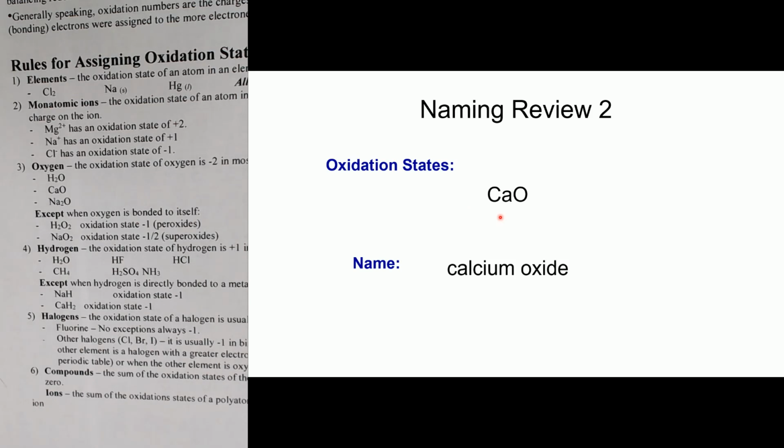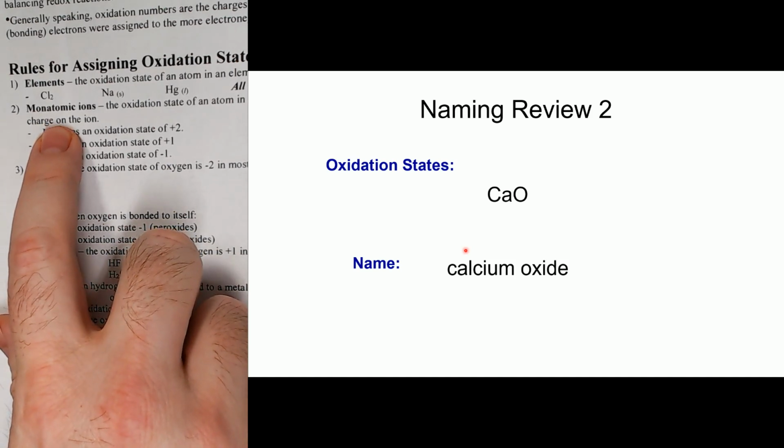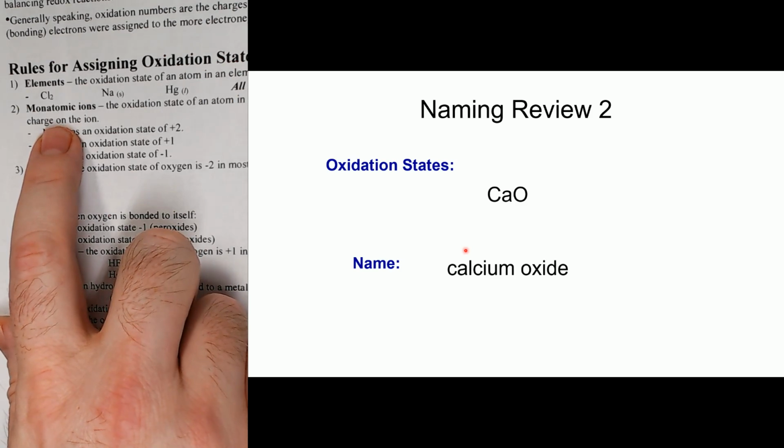And the answer is no, it's not an element by itself. We've got calcium and oxide. Question 2, is this a monatomic ion? And the answer is yes. We've got 2 monatomic ions that are present.